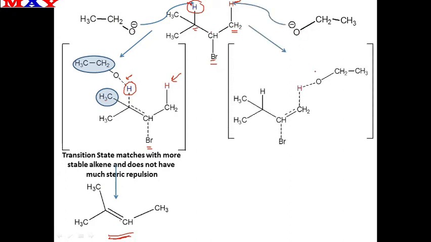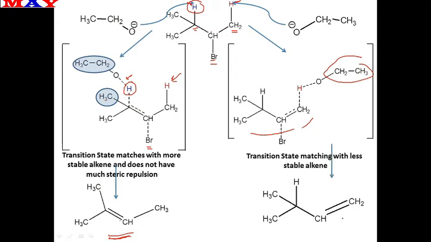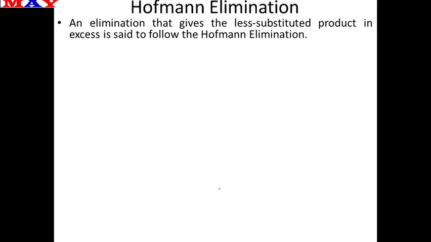However, there is a possibility of formation of the other product where the base removes this hydrogen and we draw the intermediate. We don't see any steric hindrance because this is away from all other groups of the molecule. But this transition state is matching with the less stable alkene. Therefore, we get this product in less amount. Hofmann elimination: an elimination that gives the less substituted product in excess is said to follow the Hofmann elimination.